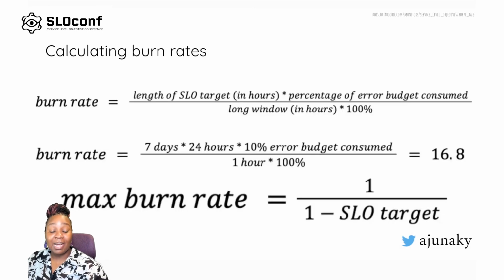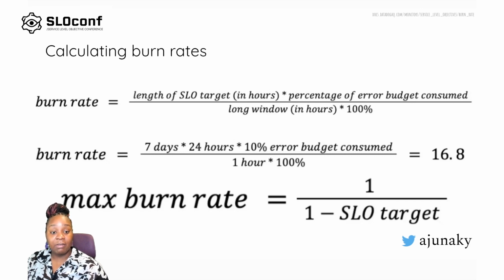So next, I'd like to talk about how to calculate your burn rates. Here is a great formula to use. Your burn rate will be equal to the length of your SLO target in hours multiplied by the percentage of your error budget consumption that you want to know about, over your long window, which will also be in hours to keep the units the same, times 100%. So if we have an SLO target window of 7 days, we multiply that by 24 hours to get that into hours. And if we want to know when a 10% error budget consumption happens, we multiply that by 10% over 1 hour times 100. And that gives us a burn rate of 16.8.